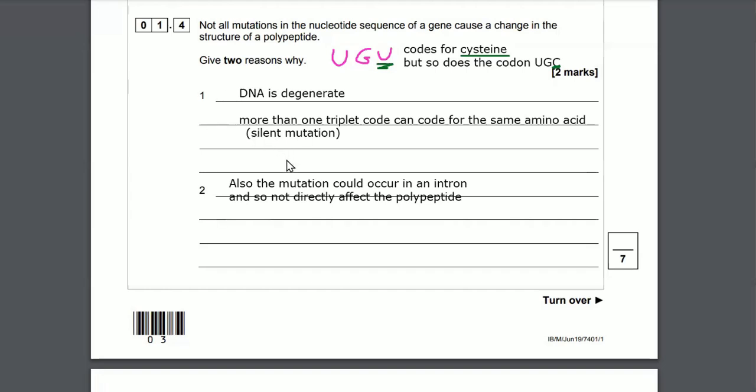The mutation could occur in the introns, or the fact that DNA is degenerate and you could get more than one triplet code coding for the same amino acid means it will not affect the primary structure and tertiary structure of the protein.